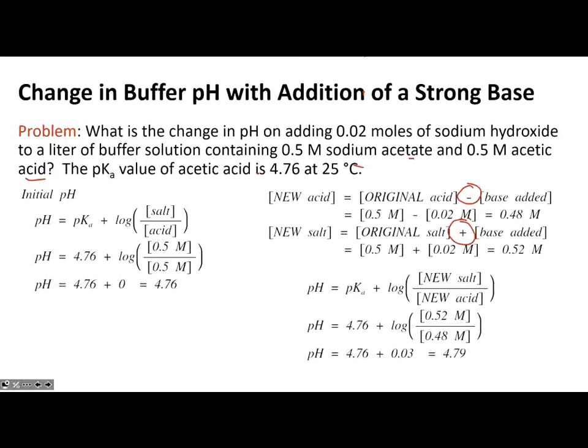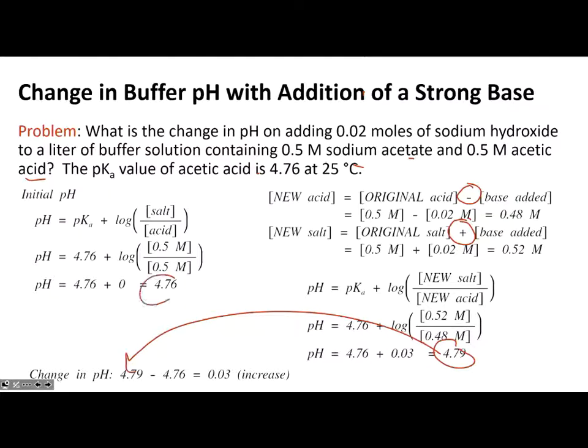That's still not the answer to this question. This question wanted the change, right? So the last thing to do is to take where you ended up. The change means where you ended up minus where you started from. So 4.79 minus 4.76 means we increased. You can see the value is positive. So the pH was raised. It went up by 0.03 pH units.